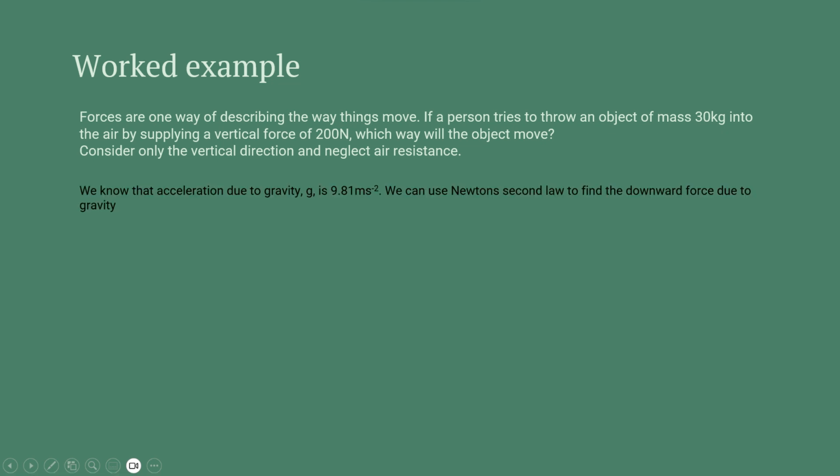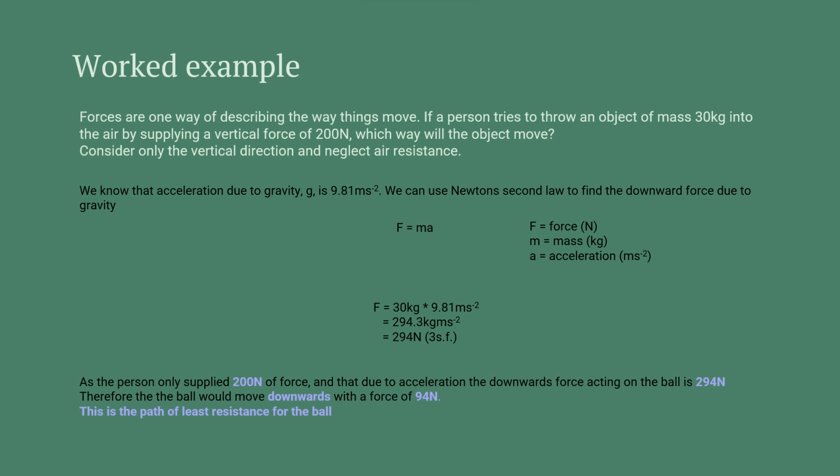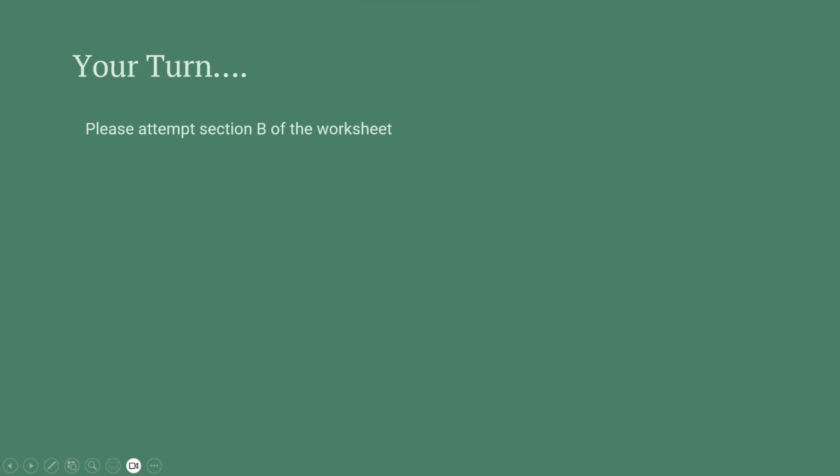So, acceleration due to gravity is 9.81 meters per second squared. And we can use Newton's second law to find the downwards force. F equals ma. So here's our calculation. F equals 294 newtons. The person supplied 200 newtons of force, but the downwards force acting on the ball is 294 newtons. So the ball would move downwards with a force of 94 newtons, as this is the path of least resistance. To give it a go, have a little look at section B of the worksheet.